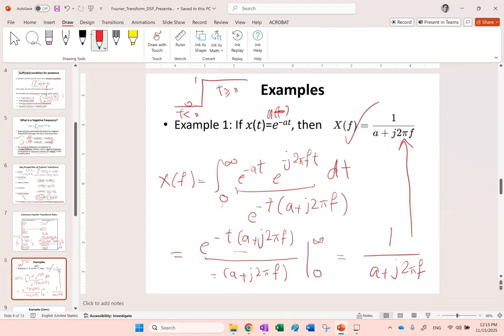Okay, so pay attention that this should be only from 0 to positive infinity, not negative. And of course not. Why? Because when t goes to negative numbers like negative infinity, this signal becomes extremely large.